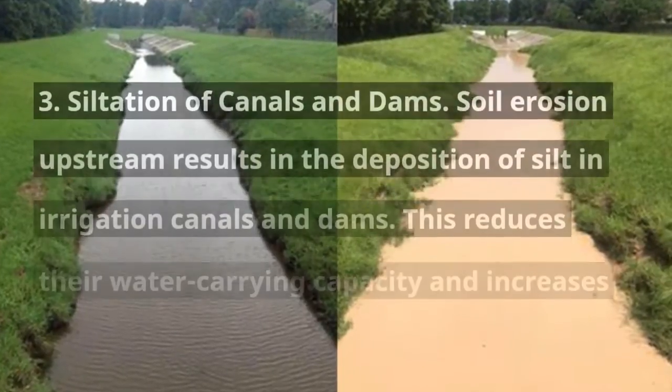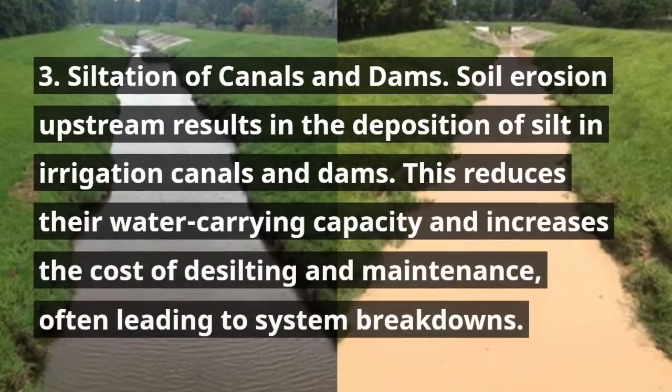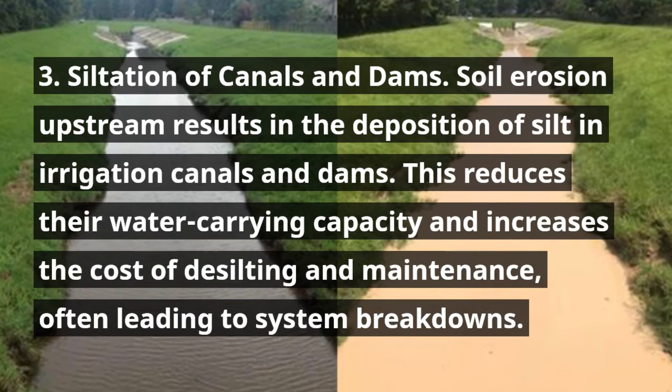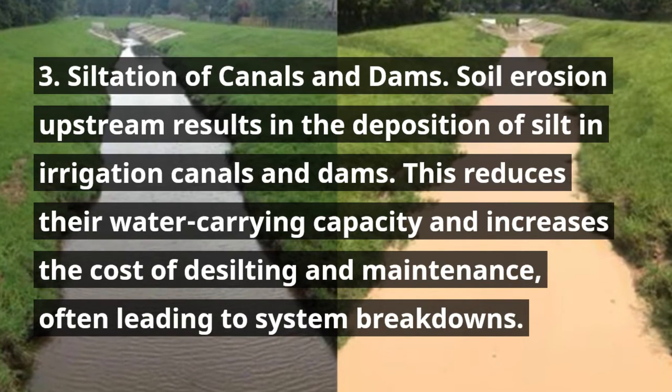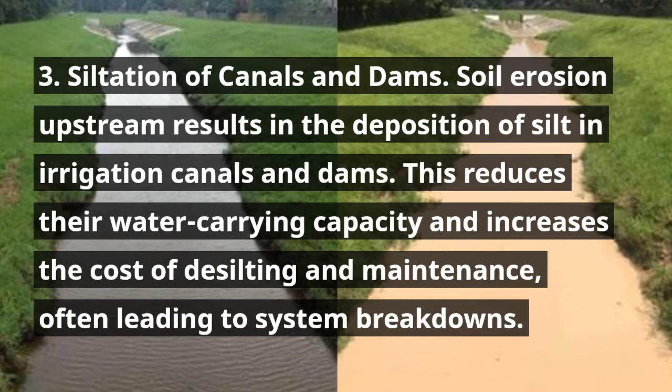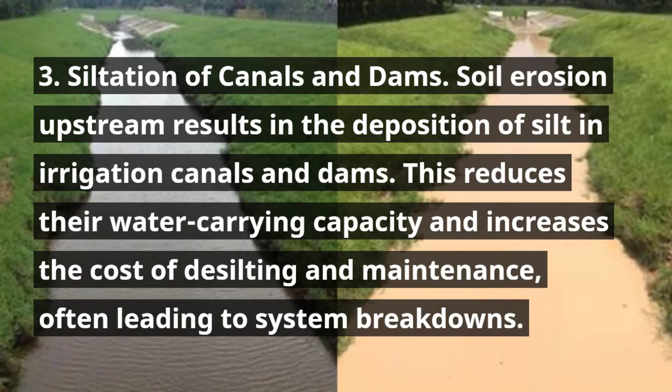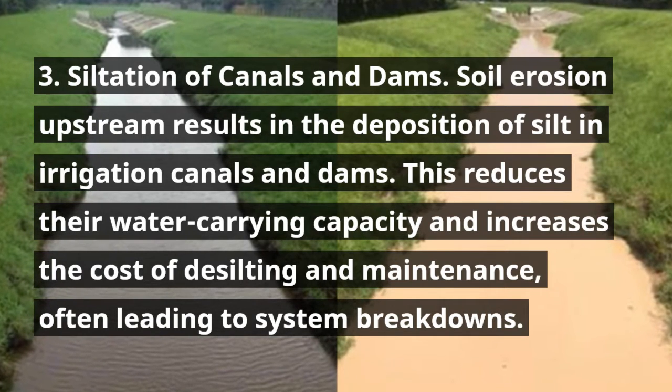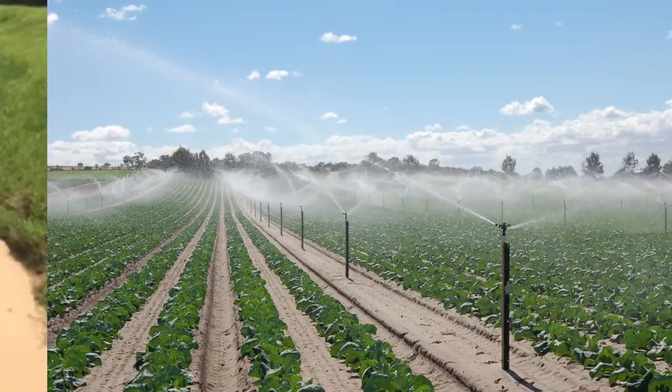3. Siltation of canals and dams. Soil erosion upstream results in the deposition of silt in irrigation canals and dams. This reduces their water carrying capacity and increases the cost of desilting and maintenance, often leading to system breakdowns.